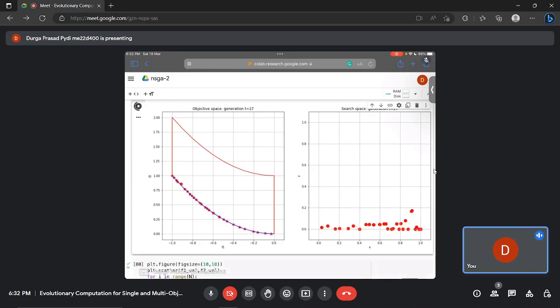Once you reach the Pareto front, you can see the solutions are essentially trying to separate from each other. That is essentially because we kept that distance measure. So they will try to move apart from each other.